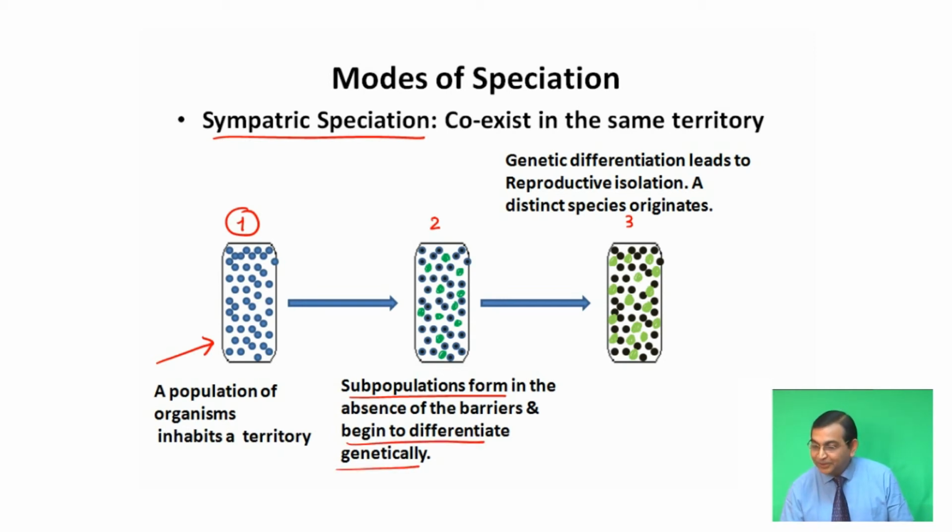In figure number 3, genetic differentiation leads to reproductive isolation, and as a result a distinct species originates. So, sympatric speciation is when populations or organisms are living together, but genetic differentiation leads to reproductive isolation, and as a result distinct species originate. This type of speciation is called sympatric speciation.